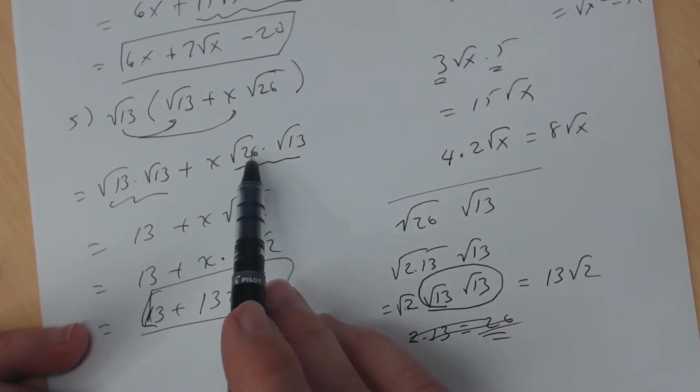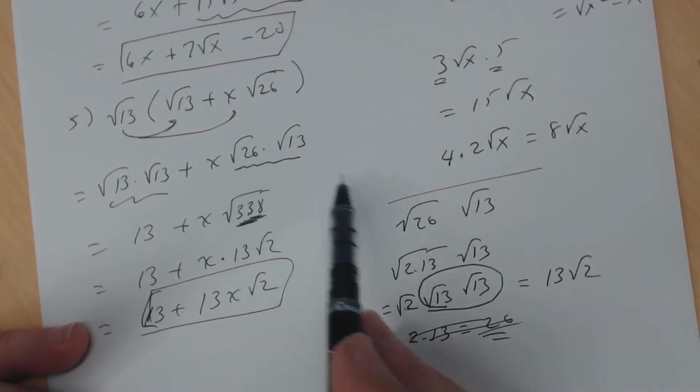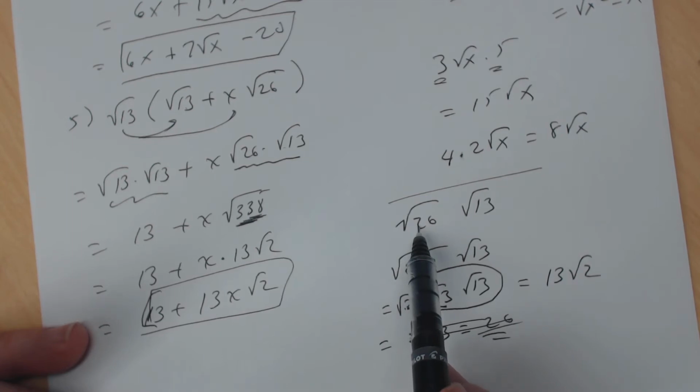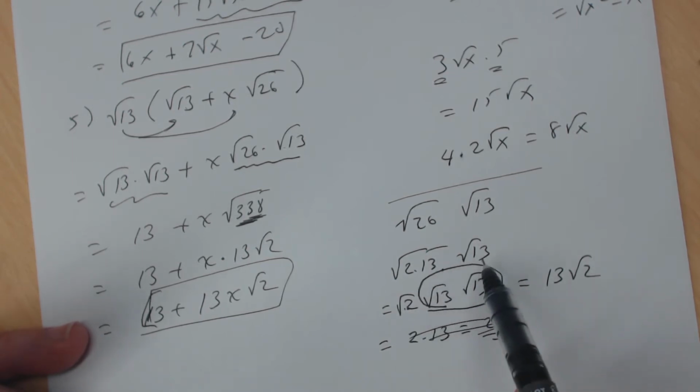So use the fact. Use this right here. Rewrite this to make it simple for yourself. So the square root of 26 is 2 times 13. And I can write the square root of 2 times 13 as the square root of 2 times the square root of 13. And then this square root of 13 times this square root of 13 is just 13. So I get 13 square root of 2. All right?